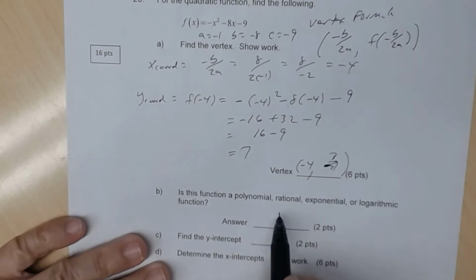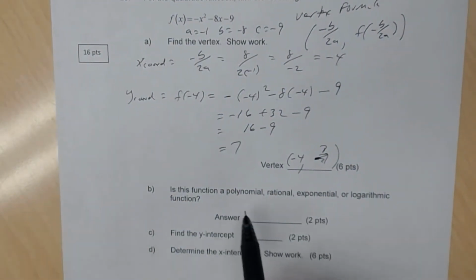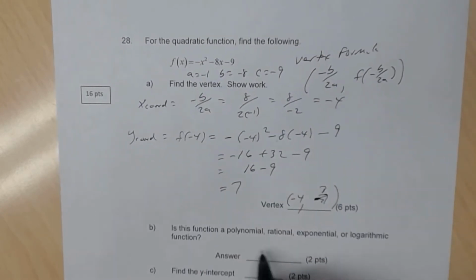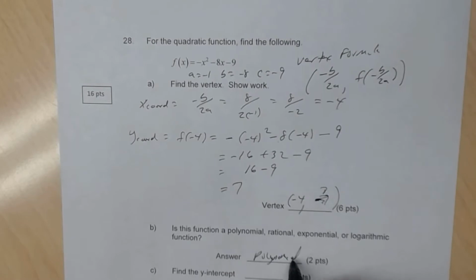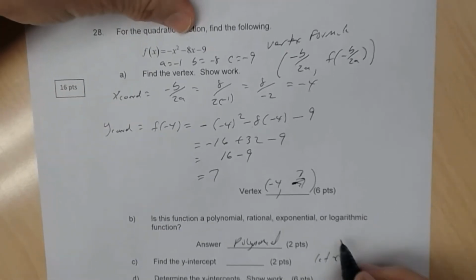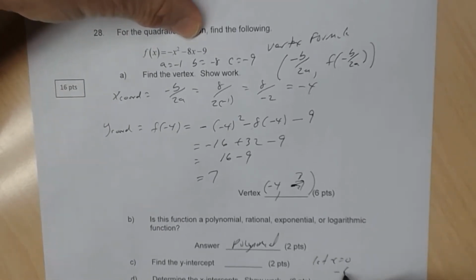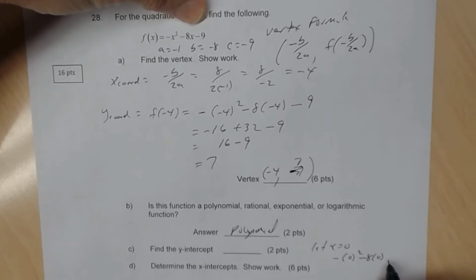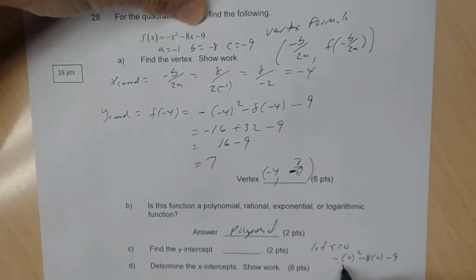Okay, so is this a polynomial, rational, exponential, logarithmic? So remember this, all quadratic functions are polynomial functions. All right, to find the y-intercept, remember you let x equal 0. So when x is 0, I get negative 0 squared, minus 8 times 0, and then minus 9. So that's 0, 0, minus 9. So you just get negative 9.